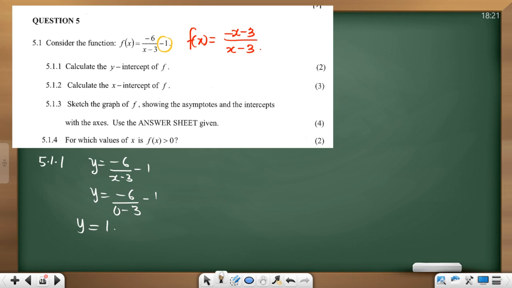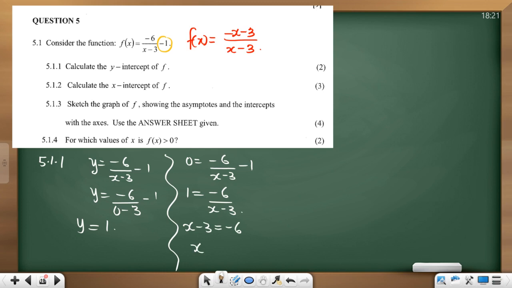All right. Calculate the x-intercept. Y becomes 0. Please move the 1 first. All right. It's important. Multiply. What is x? 3 minus 6. Okay, so we have our x-intercept and our y-intercept.